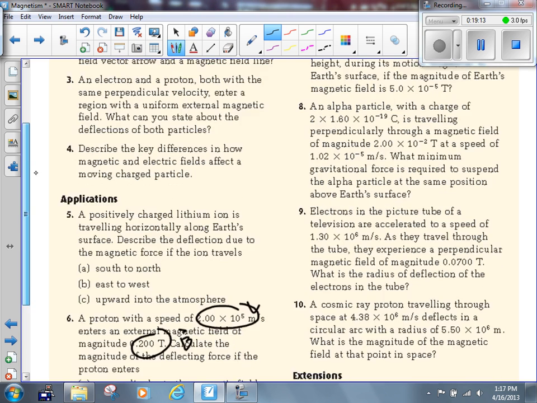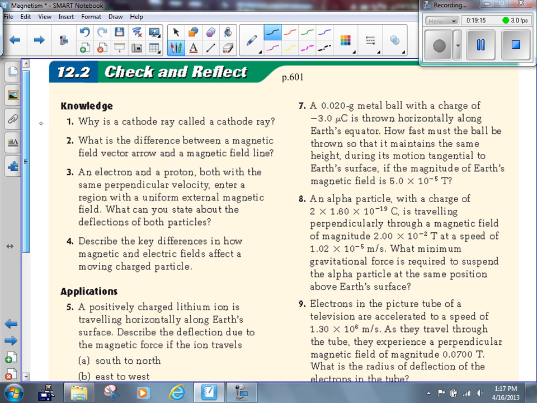Finally, we weren't asked to go over questions 7 and 8, but let's go over one of them. They're both real similar in nature, so if we go over one, we should be okay with the other, I think. But try number 7 first. This is a 0.2 gram metal ball. Circle that because it's in grams. With a charge of 3 microcoulombs. Circle that because it's in microcoulombs. It goes horizontally along the Earth's equator. How fast does the ball have to be thrown so that it maintains the same height during its motion tangential to the Earth's surface if the magnetic field is this?